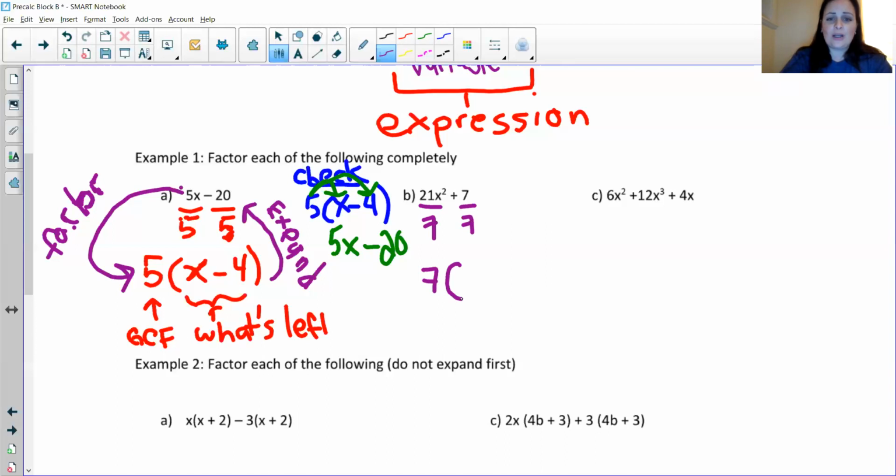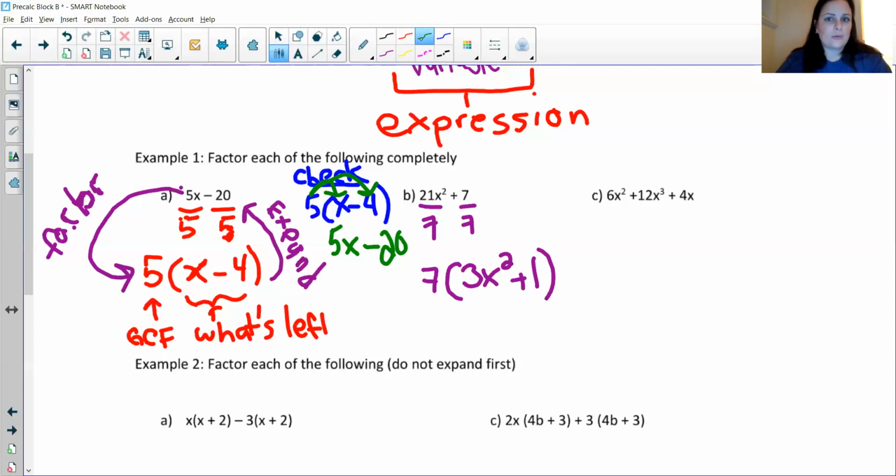If we divide 21x squared by 7, 7 goes into 21 3 times. The x squared just stays x squared because it was not reduced or factored out in any way. And then 7 divided by 7 is not 0. It is 1. Okay. So there's the factored form of that one. And of course, you could check by redistributing out or expanding.